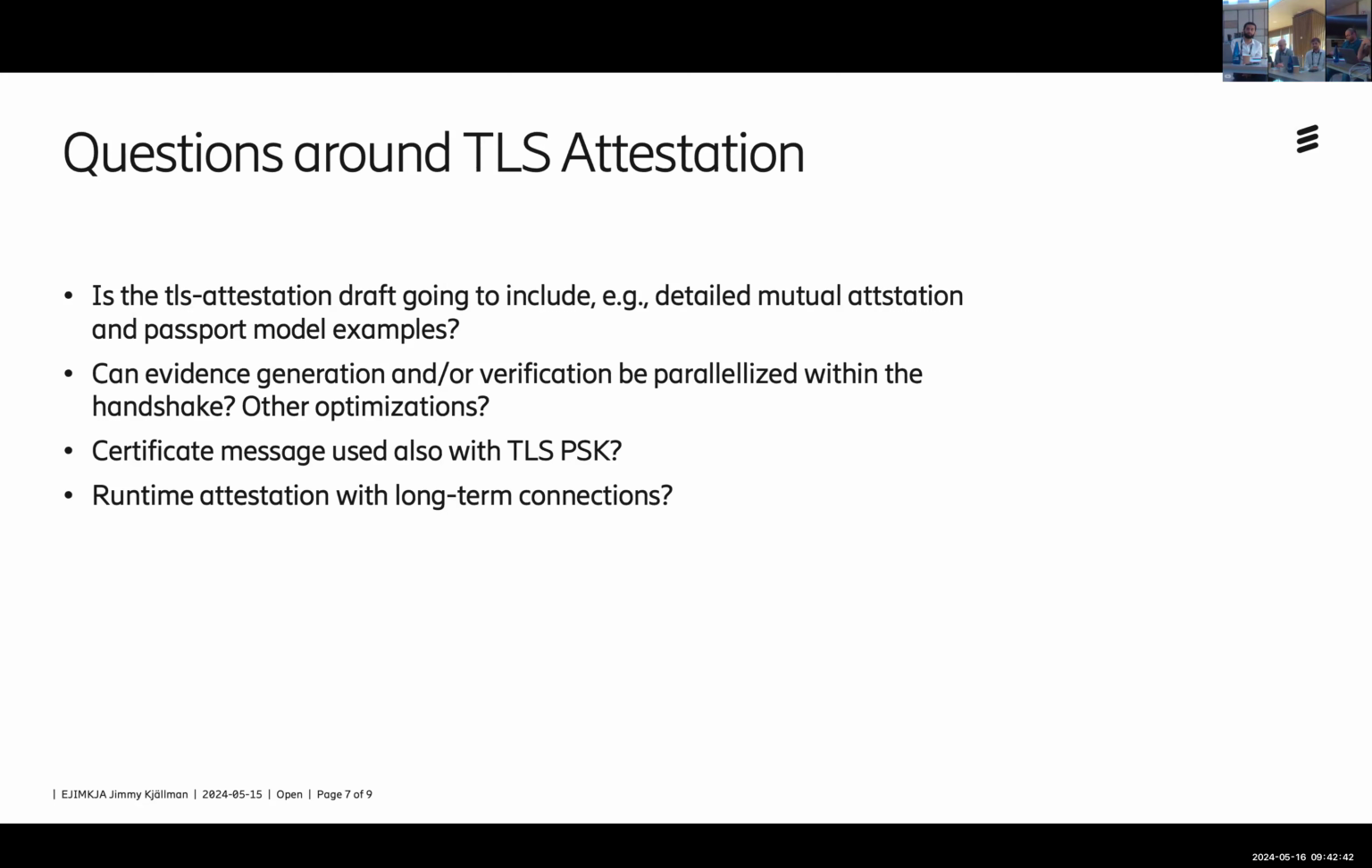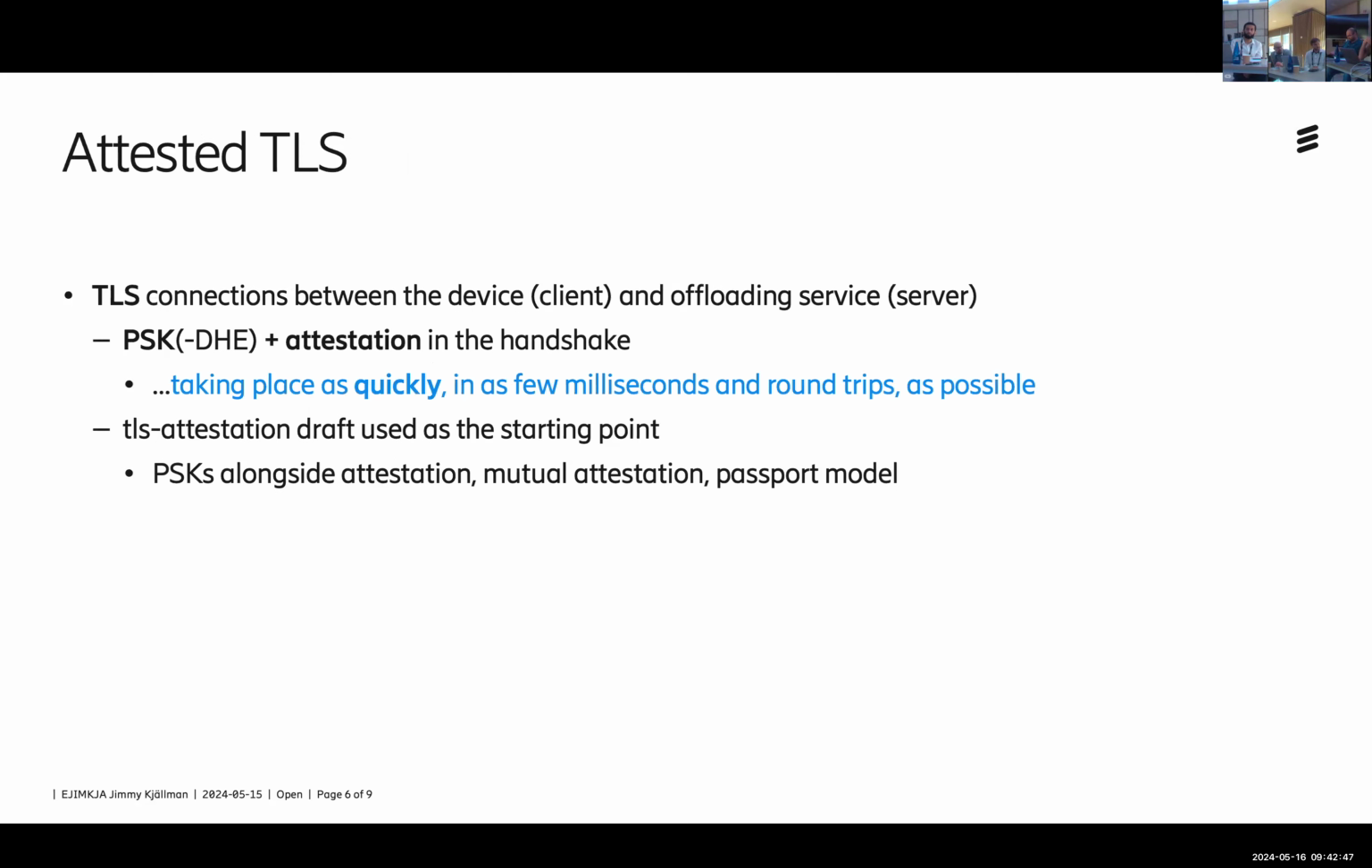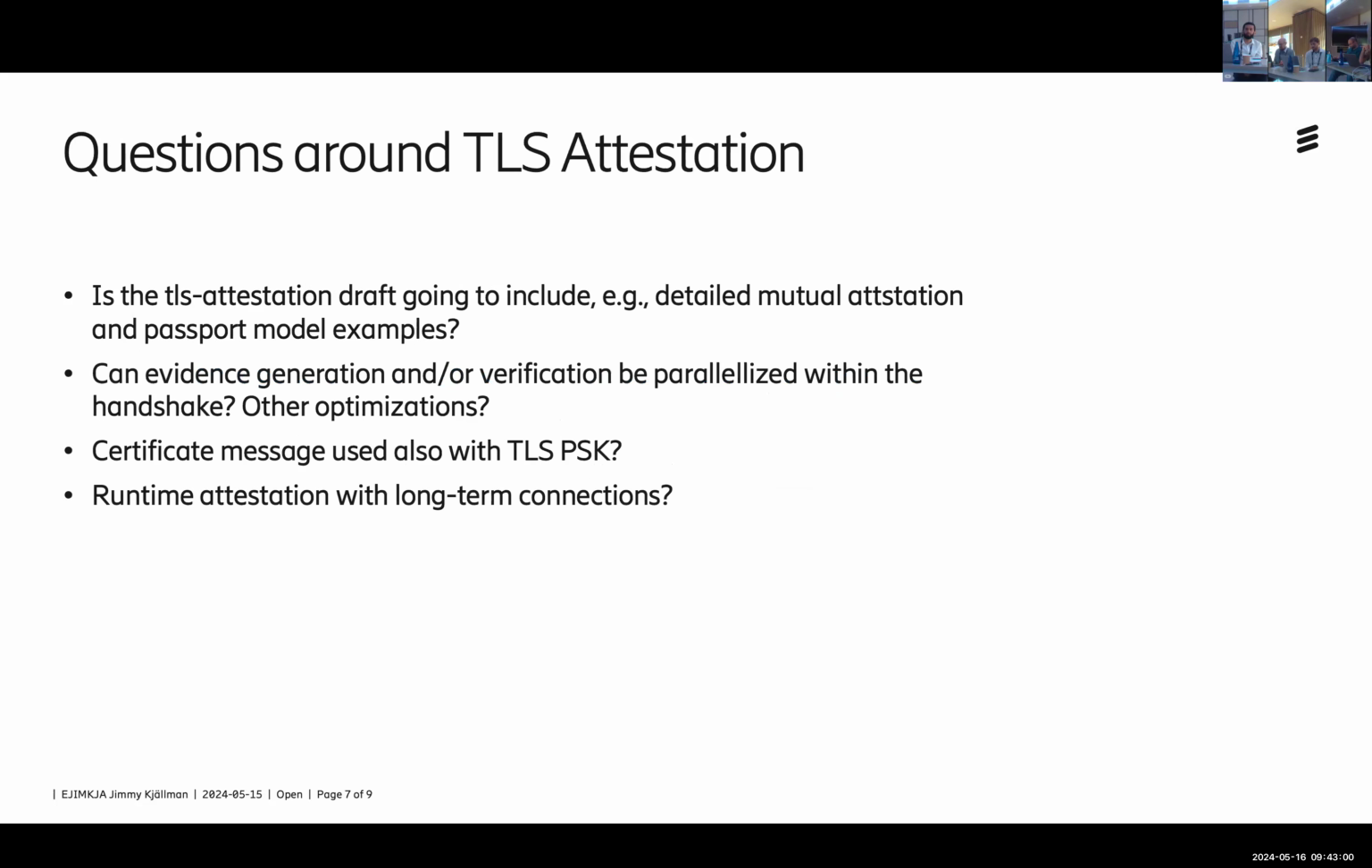Sure. One thing I probably didn't mention on the previous slide: using PSK was one thing, and then we wanted to have mutual attestation, partly using the passport model, and experiment with it. The current TLS attestation draft doesn't have too many details about those. It mentions how to do it, and then you can extrapolate and create the message sequence for that too. There are the IoT and confidential computing cases, and if you combine both, you get mutual attestation as well.